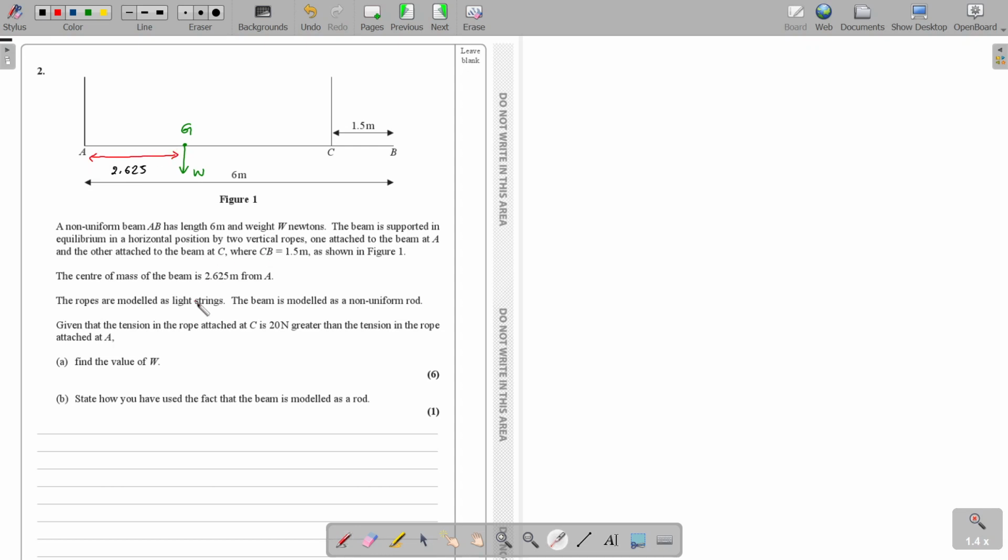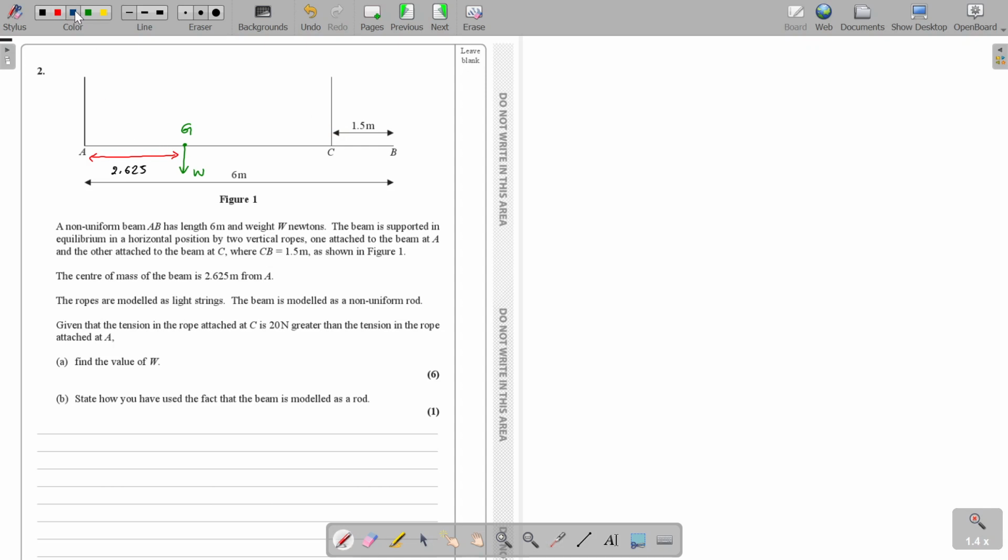Okay, and then what do they say? The ropes are modeled as light strings. The beam is modeled as a non-uniform rod. Given that the tension in the rope attached at C is 20 newtons greater than the tension in the rope attached at A. So which one is greater? The tension in C is 20 newtons greater than the tension in the rope attached to A. So which one is T?